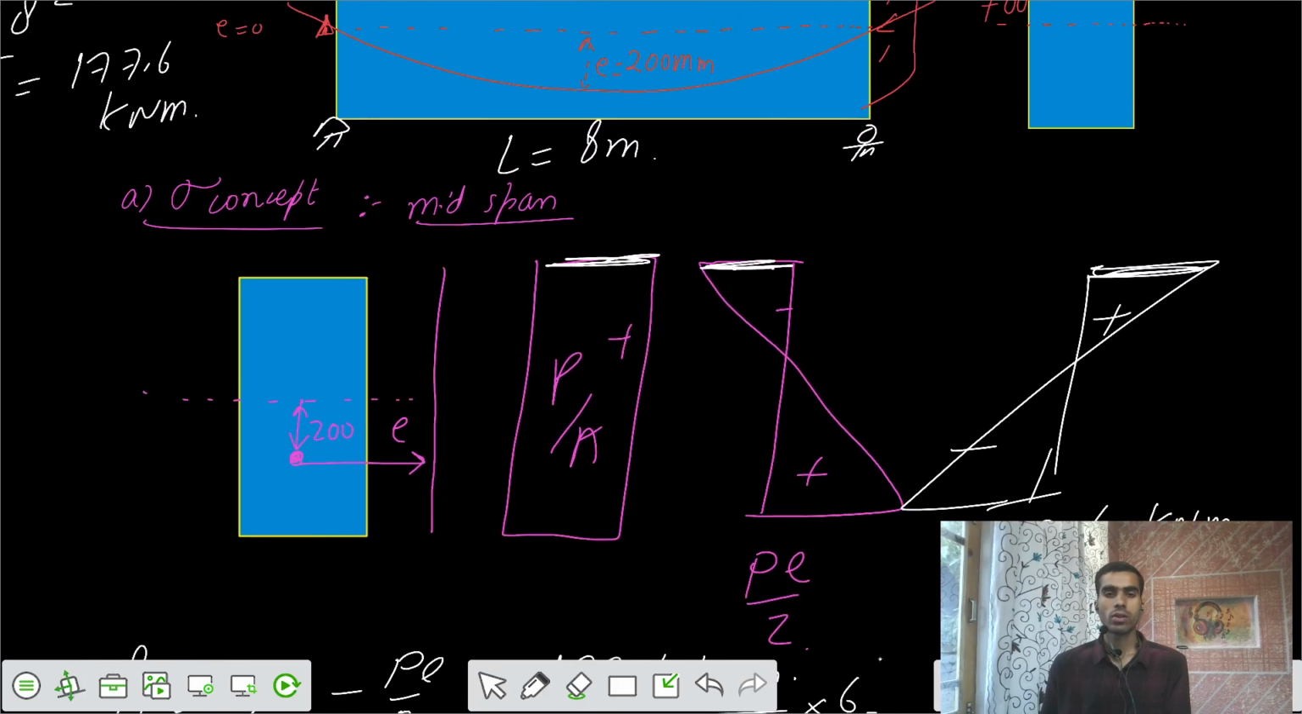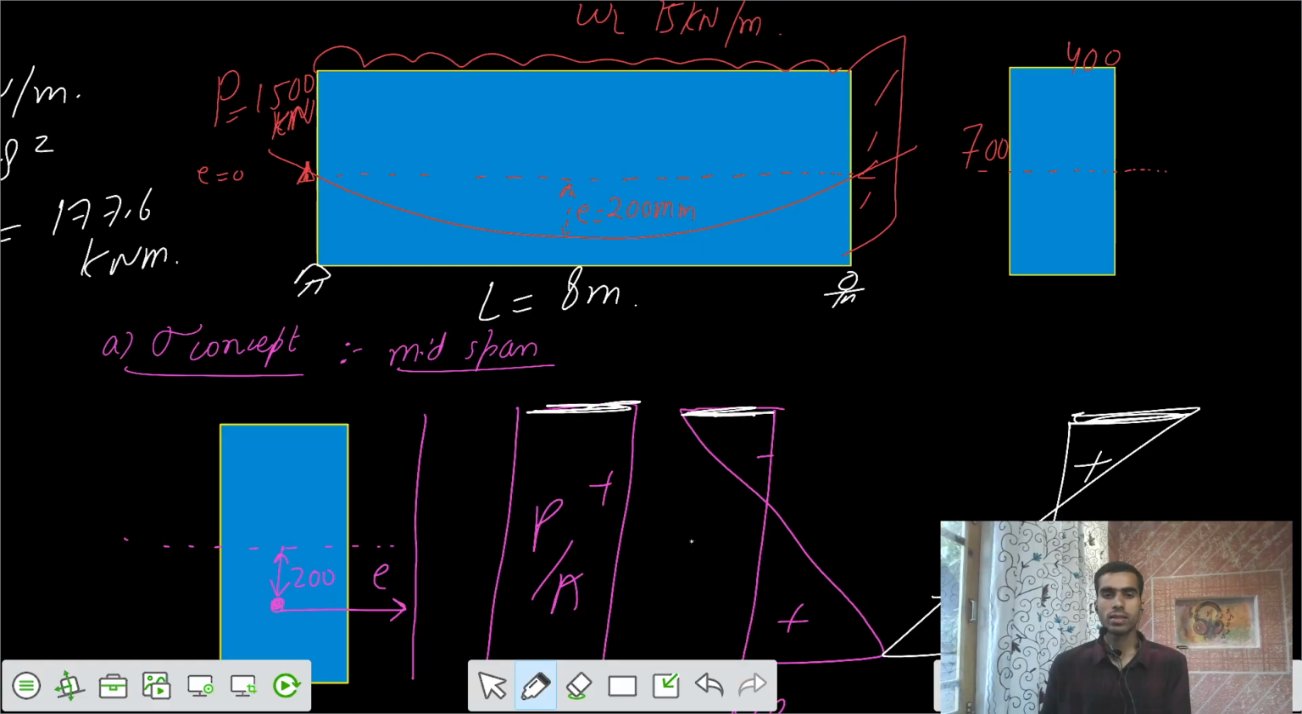Now let's see what the stresses are at the quarter span. Stresses at the quarter span means we need to find the eccentricity at that quarter span. The quarter span is somewhere here. There is some eccentricity ep, and we need to calculate this eccentricity at this location. That means your value of x is equal to 2 meters, because L by 4 is 8 by 4, 2 meters.